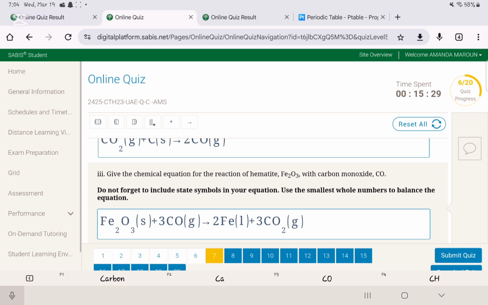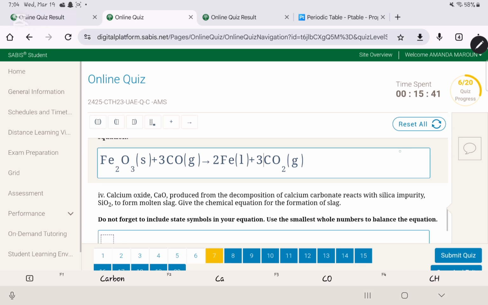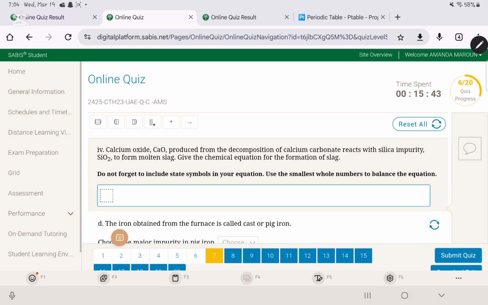It will give us 2 liquid iron. This depends on what the reaction is, of course. This will give us liquid iron plus 3 CO2 gas. Okay? Please do remember to balance it. Now, finally, the last one is the formation of slag.